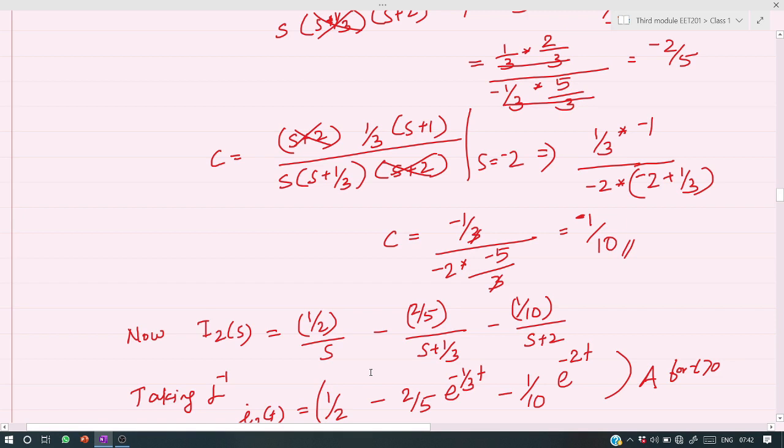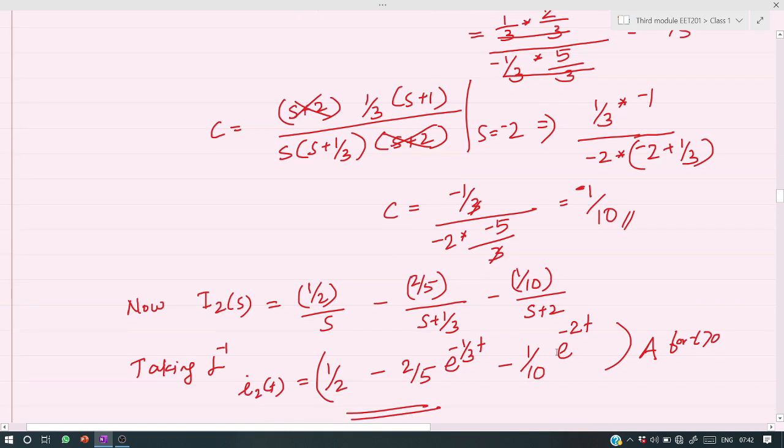Now I2 of S can be written as 1 by 2 upon S minus 2 by 5 upon S plus 1 by 3 minus 1 by 10 upon S plus 2. Taking the inverse Laplace transform of this equation, we can obtain the current flowing through the 3 Henry inductor as I2 of t is equal to 1 by 2 minus 2 by 5 e raised to minus 1 by 3 t minus 1 by 10 e raised to minus 2t, that much ampere for t greater than 0.